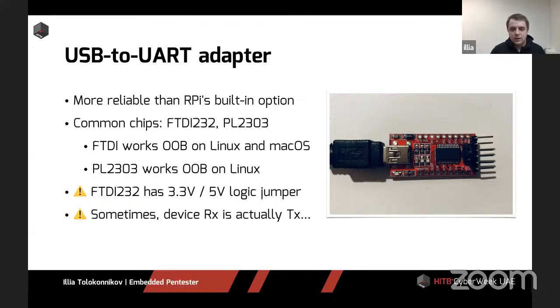Common chips that we used and tested extensively, like the famous FTDI 232, has a lot of knockoff boards built on top of this chip. Works out of the box on Linux and macOS. macOS is kind of convenient because we did a lot of local debugging, so connecting these adapters directly to the laptop to figure out how to even automate this thing, and then switching back to the Raspberry.